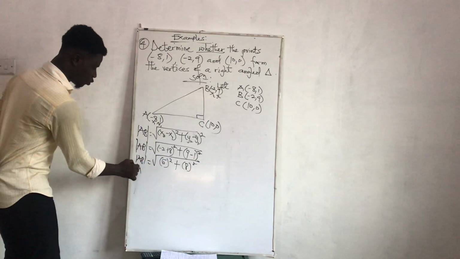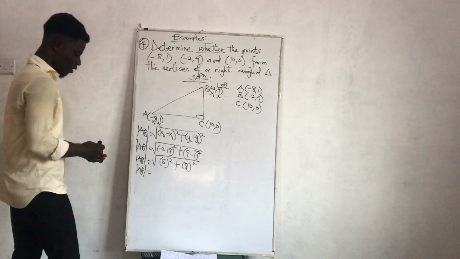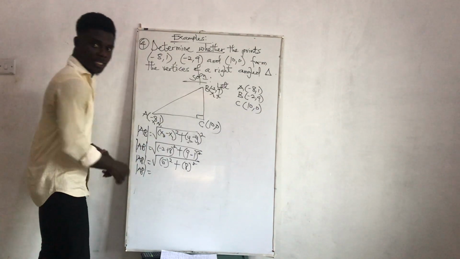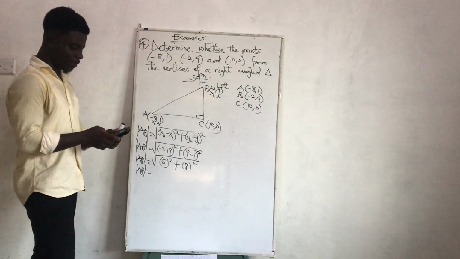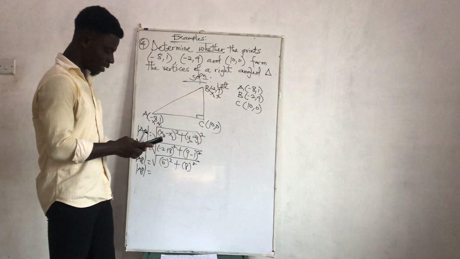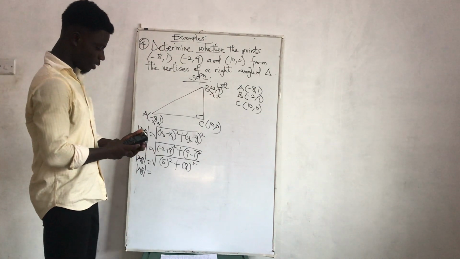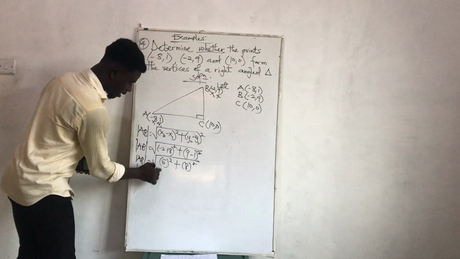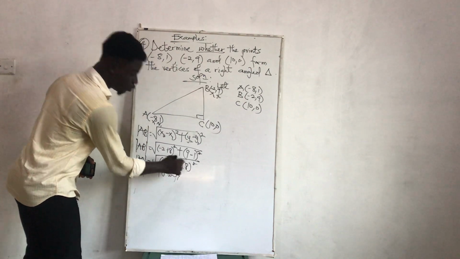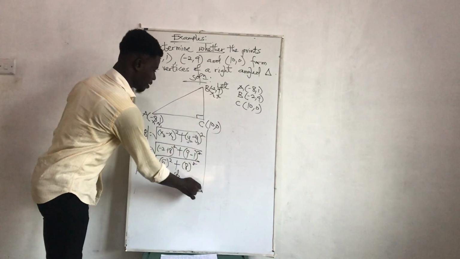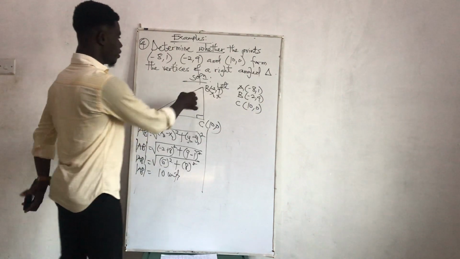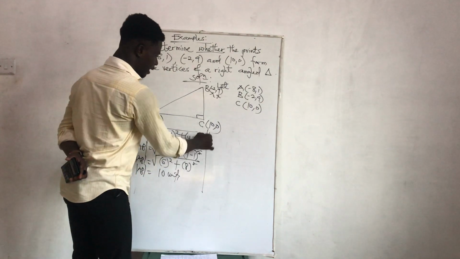So now you can punch your calculator, then you proceed from there. Very simple. So 6 squared gives 36 plus 8 squared, which gives us 64. So that's the square root of 36 plus 64, which is 100, which is 10. So we have 10 units here. Then now, let's proceed to find the length of BC.